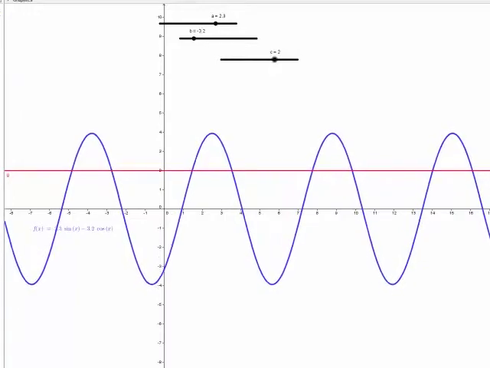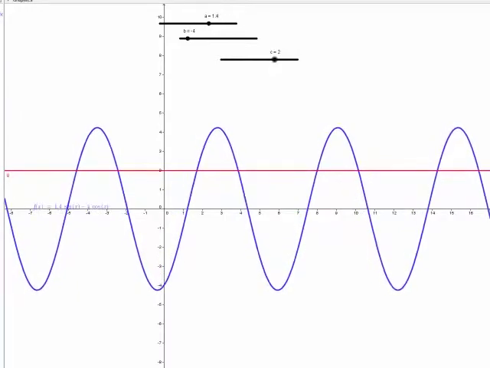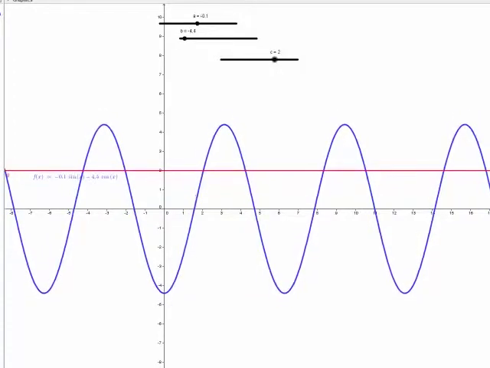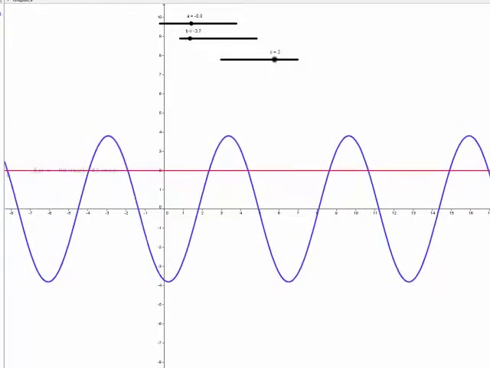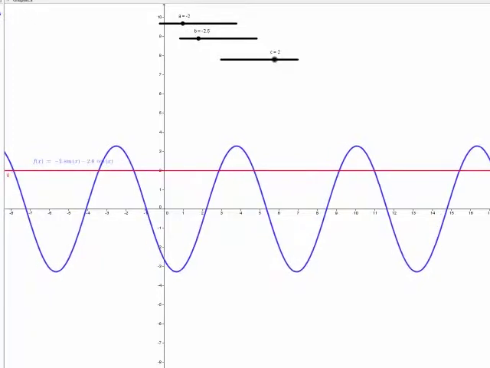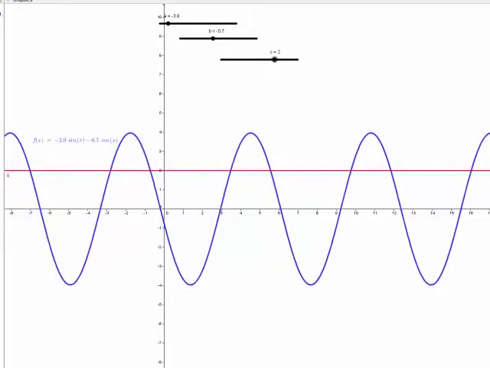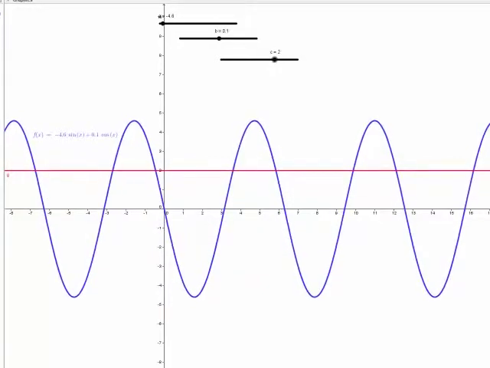Now as you can see here, this is the combination, and they are just forming one wave. That's the idea, that we combine them into one wave, and then we try and solve where they equal this red line here.